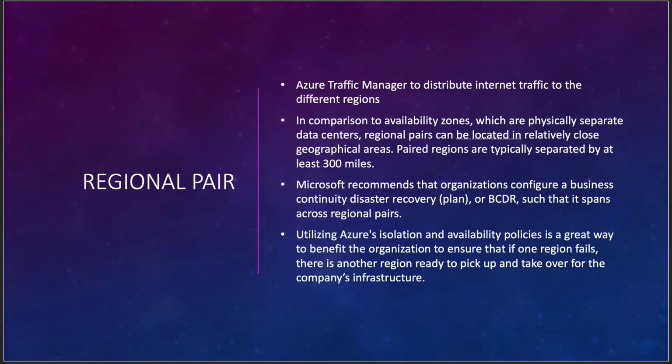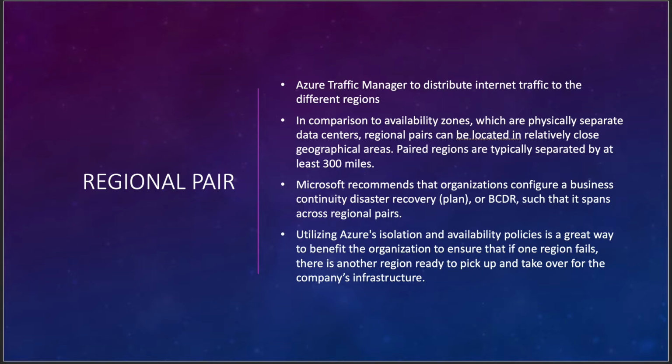In that regional pair, you're going to use tools to manage it, and the big tool is going to be Azure Traffic Manager. You can use that to distribute your internet traffic to all your different regions. That's your tool. In comparison to availability zones, which are physically separate, regional pairs can be located within 300 miles of each other. That's another important idea. So understand that your availability zone is a physically separate data center, whereas your paired region or your region is a larger set of data centers, and paired regions are within 300 miles of each other.